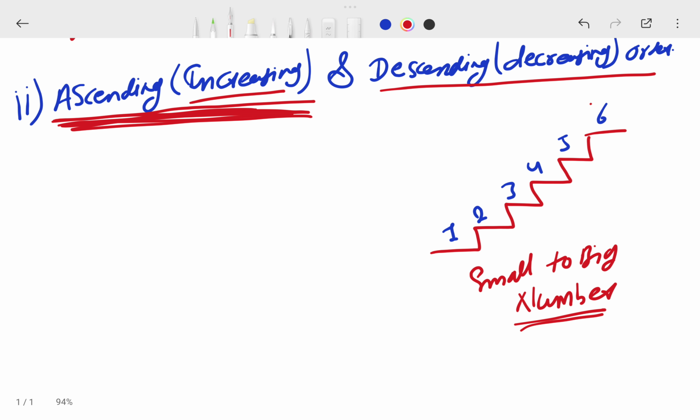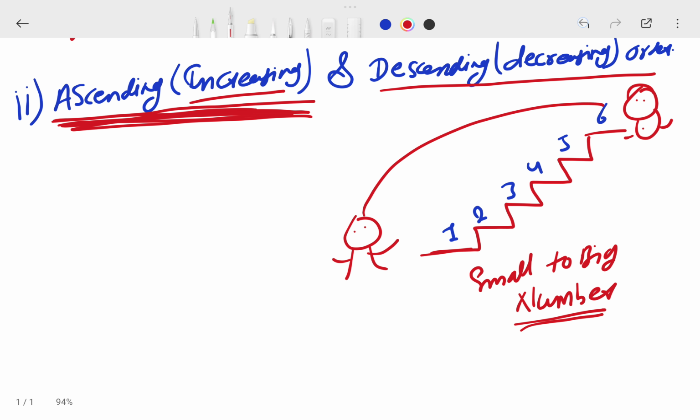How? Let's suppose you are going up steps. The steps are given. You are here, and your friend is here. You want to go from step 1 to step 6. So how will you go? You will go to the first step, then second, then third, then fourth, then fifth, then sixth. Generally this is called ascending order.